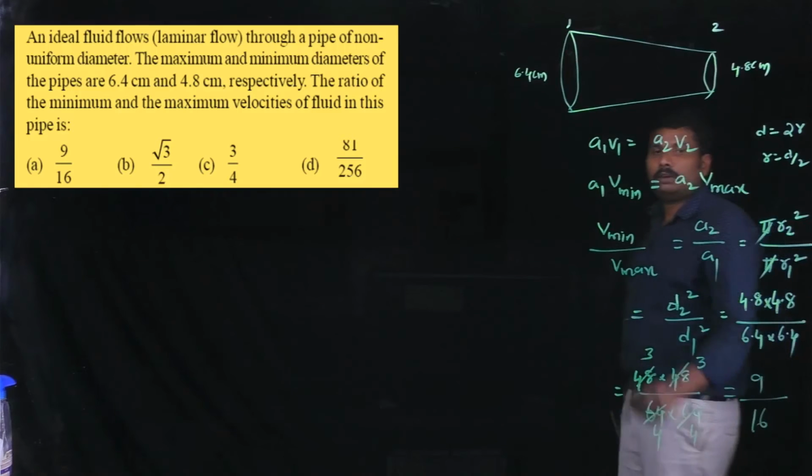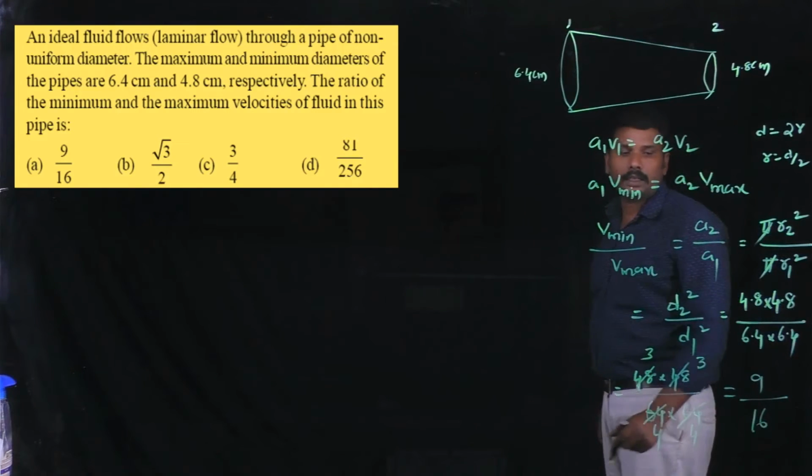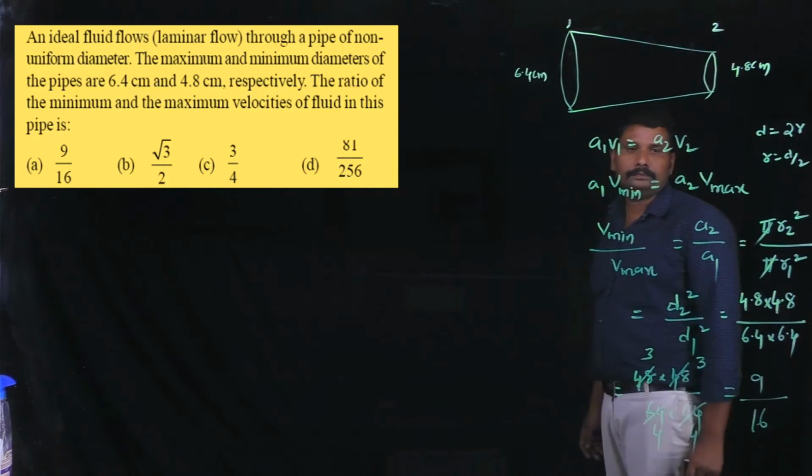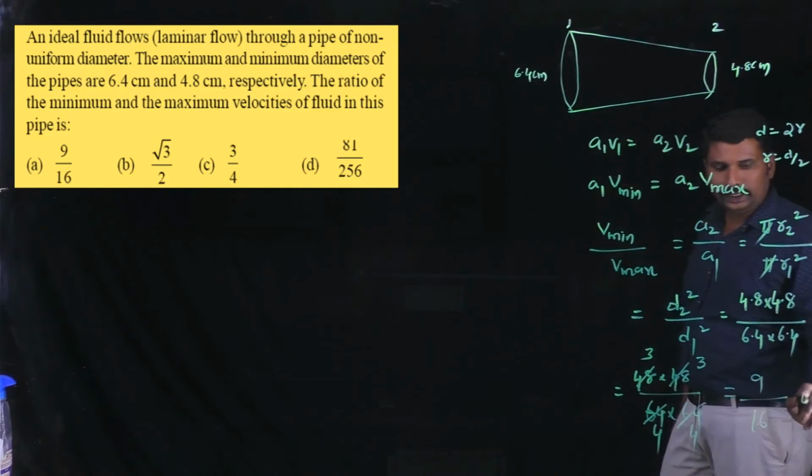So the ratio of minimum and maximum velocities is 9 by 16. Option A is the correct answer.